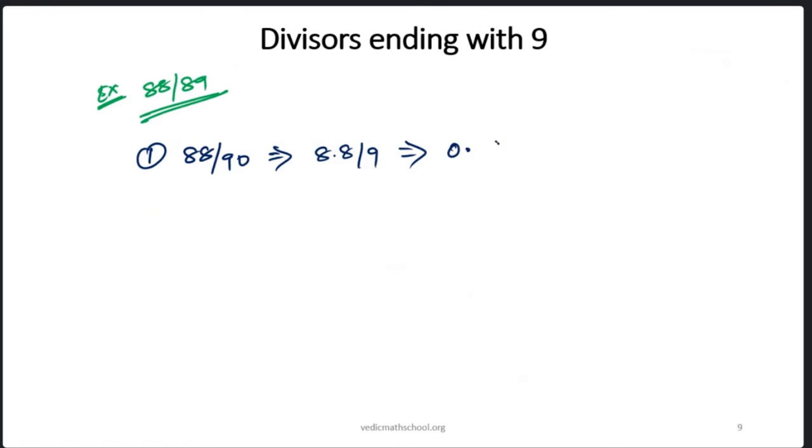So how many? 9 times 9 is 81. And what is the remainder? 7. 7 is the remainder. Now this will become 79. How many times will you divide? 8 times. Now look at this.